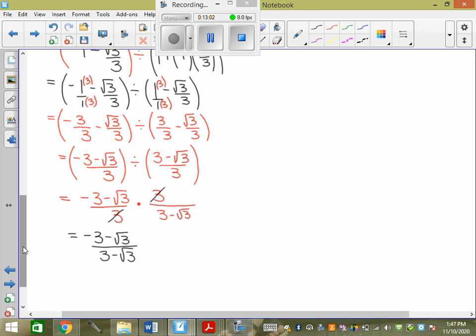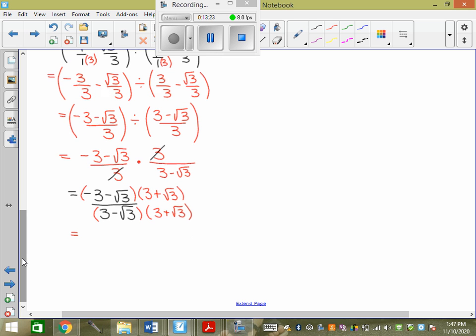When I have a binomial in my denominator, I have to multiply by the conjugate. So I'm going to have to multiply by 3 plus root 3. And the reason why you do that is your middle terms go away when you multiply by a conjugate. It's like a difference of squares factors. So I get 3 plus root 3. I have to do the top and the bottom.